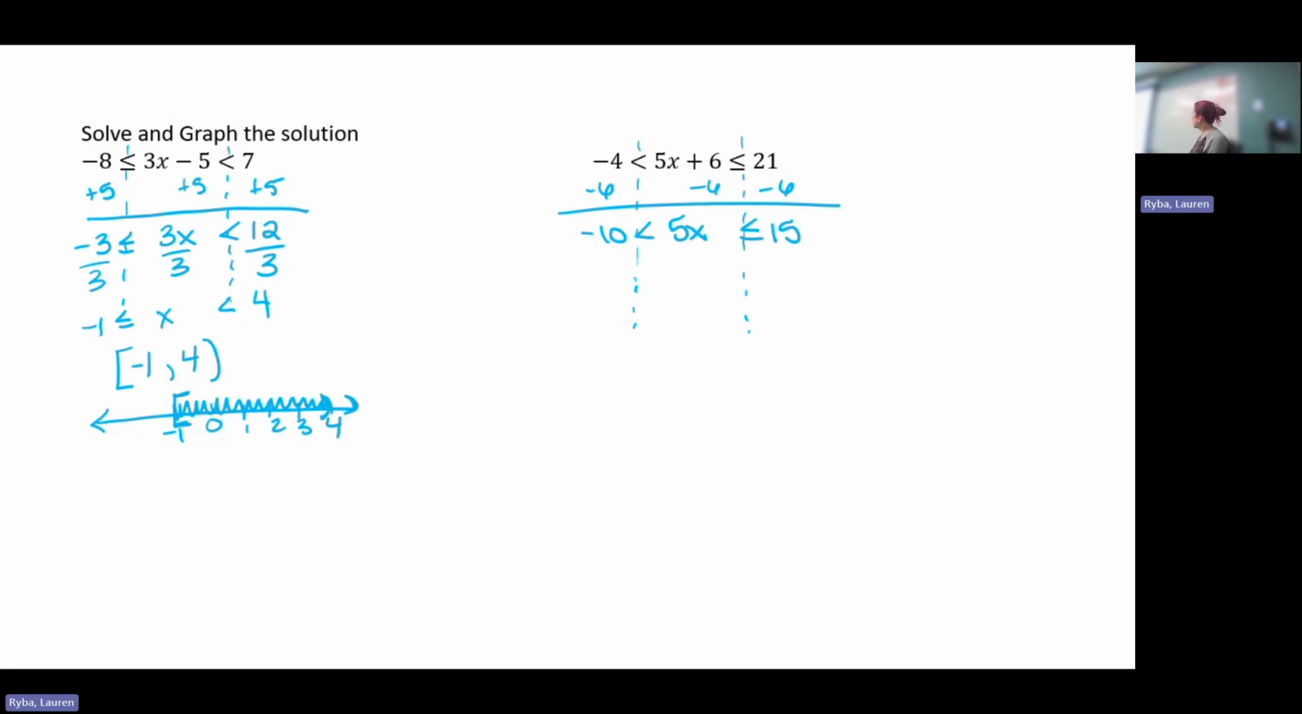And then we can divide by the 5 that's in front of the x to get, let's see, -2 is less than x, less than or equal to 3.